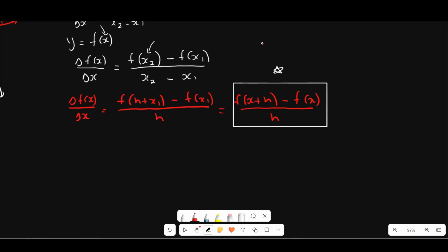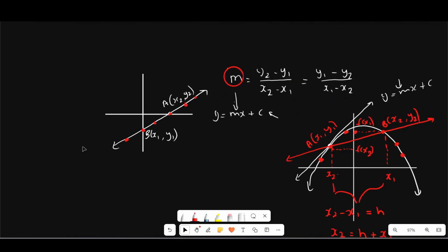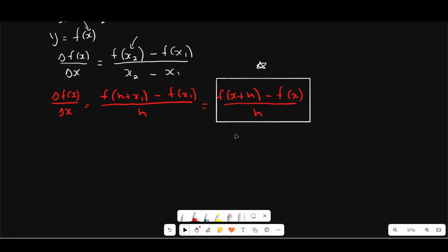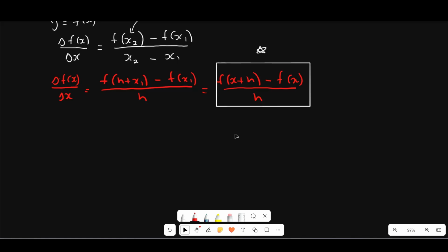So whenever they say calculate the average gradient, it is basically you calculating the gradient, right? It can be on a straight line also. We can say here calculate the average gradient, it's basically calculating the gradient. The word average basically means between 2 points, right? Whenever they say calculate the average gradient, it's basically calculating the gradient.